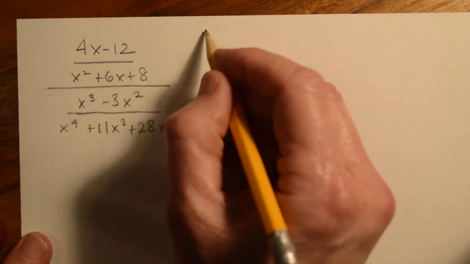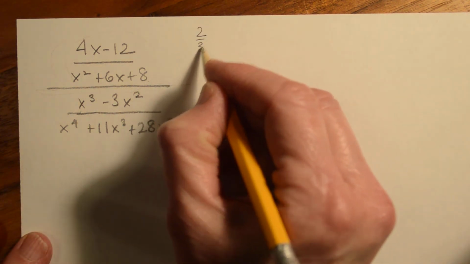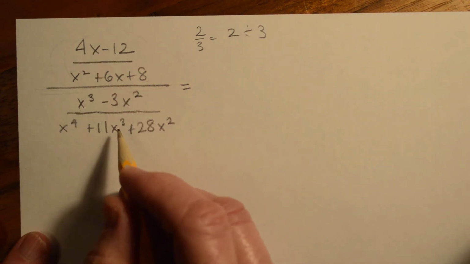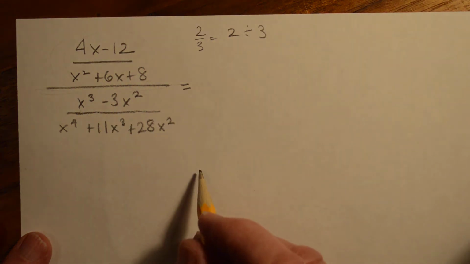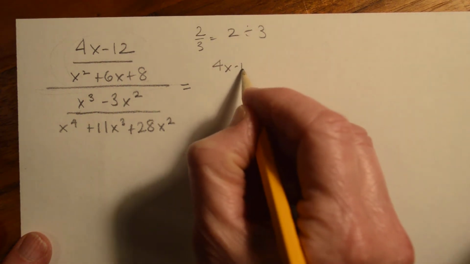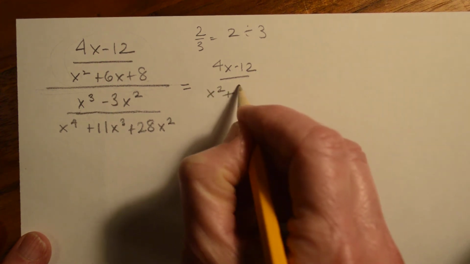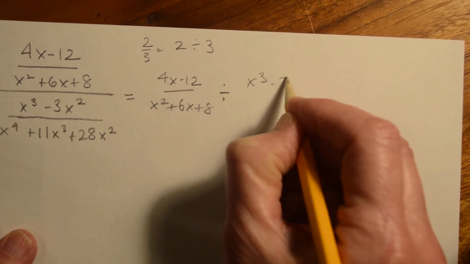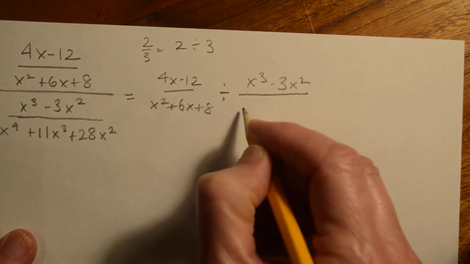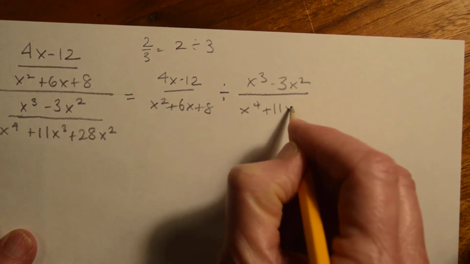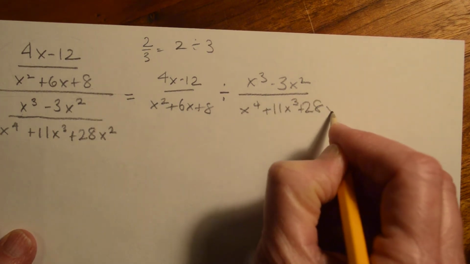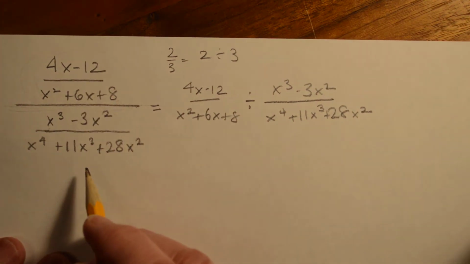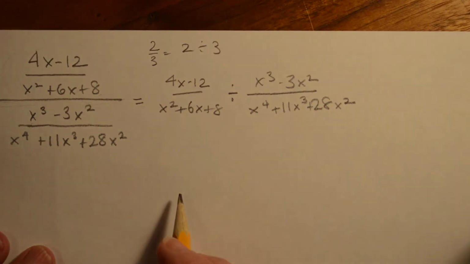Just as 2/3 is the same thing as 2 divided by 3, when we do this right here, we can write it as horizontal division. So this would be 4x minus 12 over x squared plus 6x plus 8, divided by x cubed minus 3x squared over x to the fourth plus 11x cubed plus 28x squared. We take the vertical division, that's the complex fraction, and write it as horizontal division.